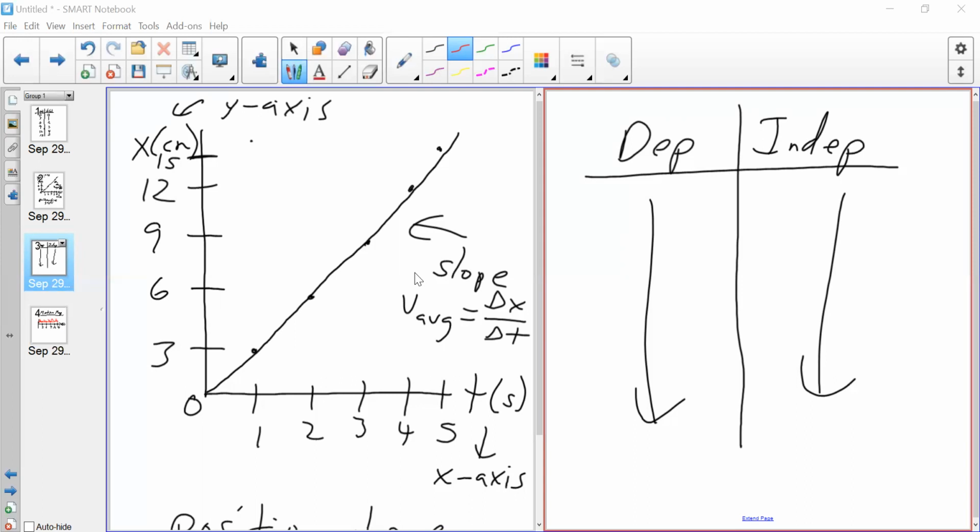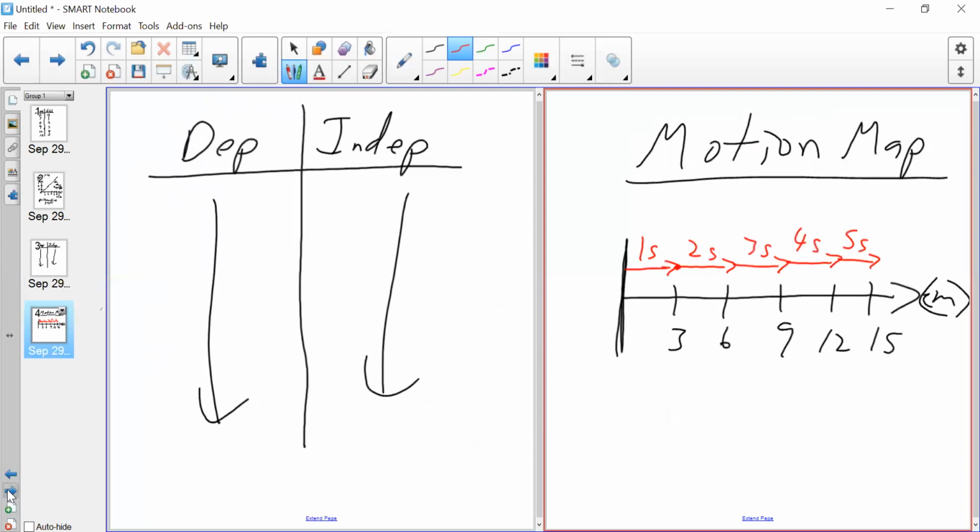That slope doesn't change, as we see here in the motion map, at least as depicted by the time intervals. The change of position every second doesn't change. It stays the same at 3 centimeters every second. So this is another way of depicting your average velocity, which is 3 centimeters per second.